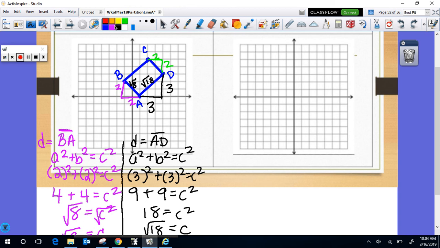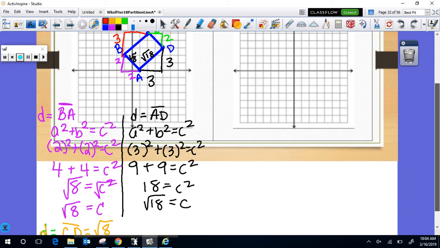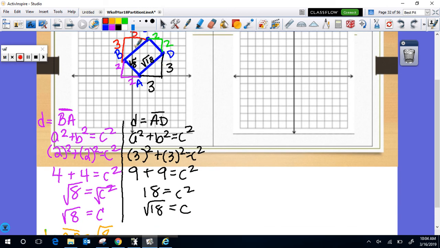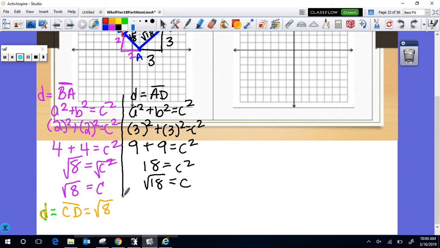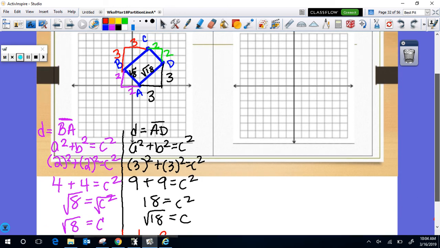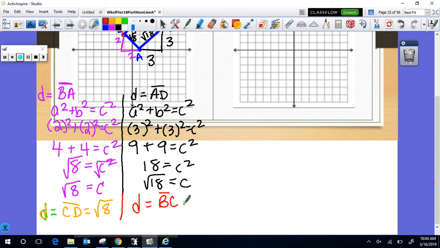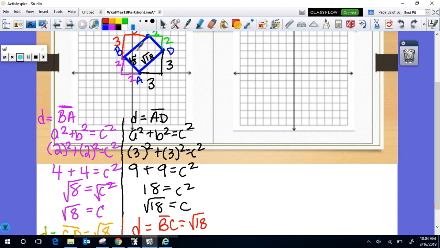Alright, so now I'm going to do the same thing for BC. I'm going to draw that right triangle. So 3 and 3. Well, I got lucky. This is appearing to be a rectangle. It could be a parallelogram, but these two sides here are the same as this side, so I do not need to redo any math. So here I get the distance of BC is equal to the square root of 18. So here, square root of 18 is what we get.